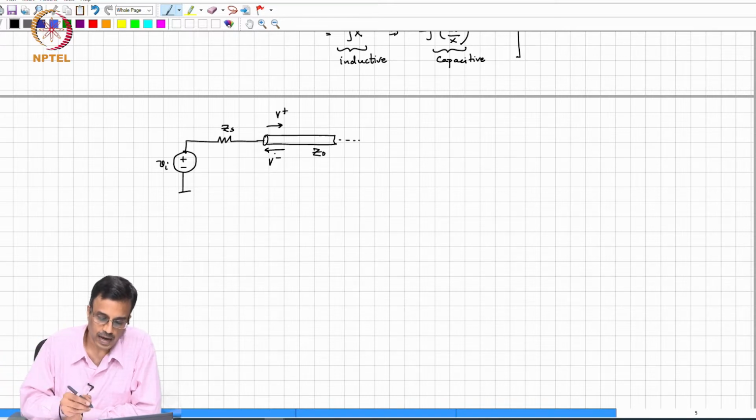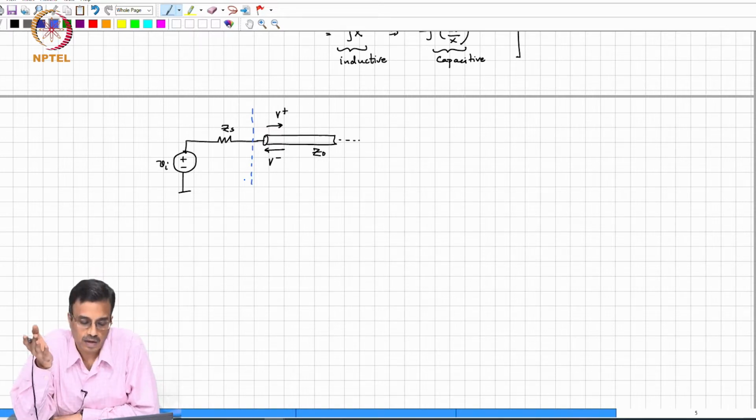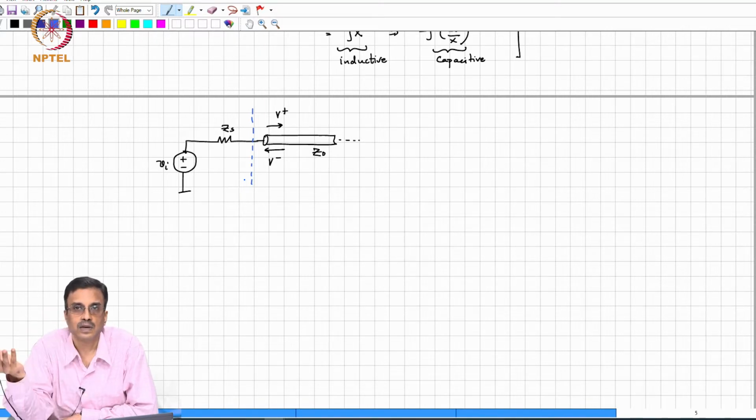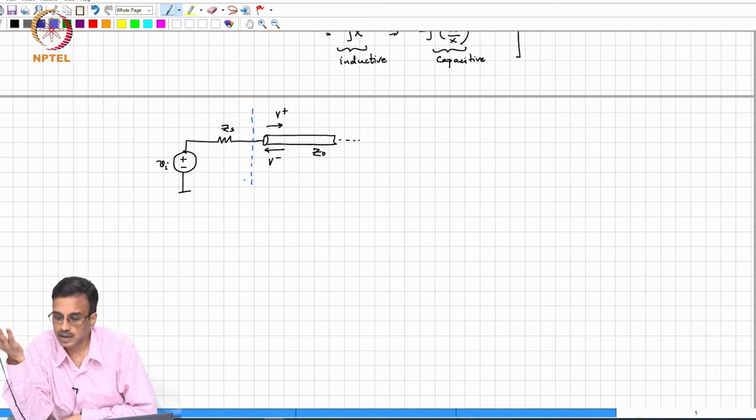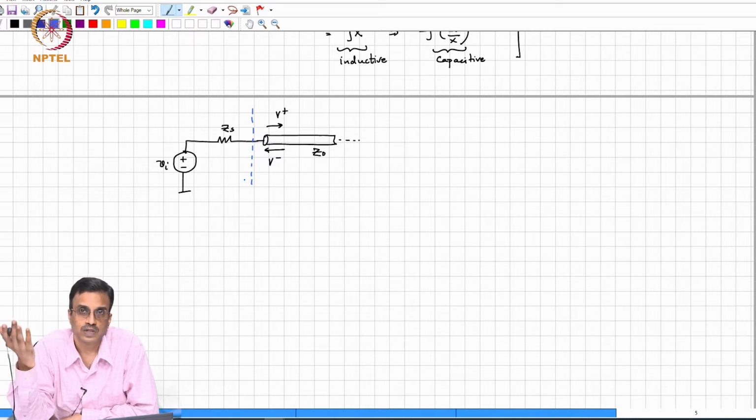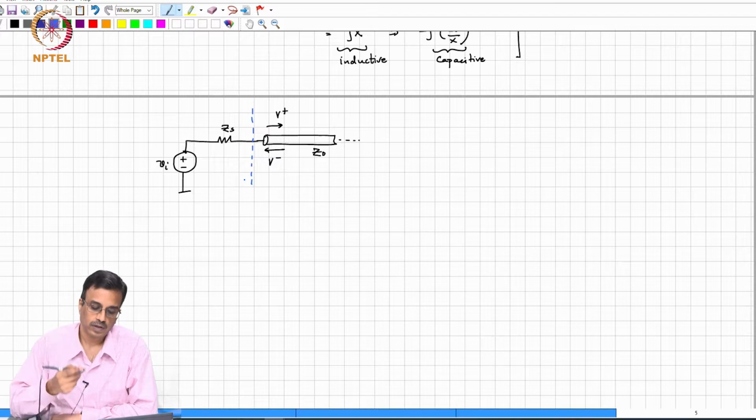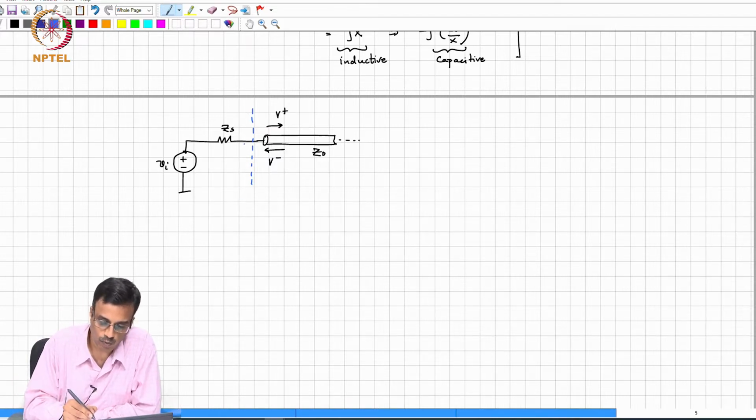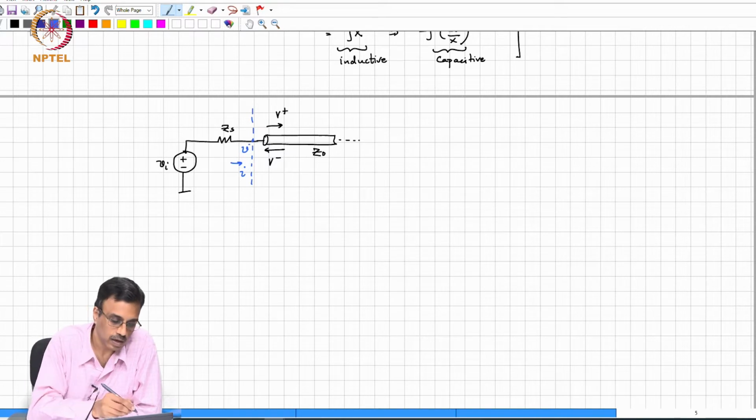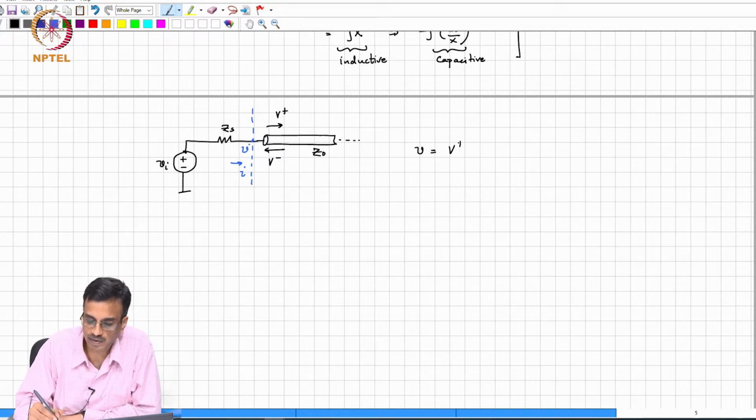Okay, so again, the trick is to realize that at the boundary, the source and the source impedance will impose some conditions based on KCL and KVL, and they must be consistent with the conditions imposed by the transmission line. Namely, the telegrapher's equations must be valid. So let's call the voltage at that point V and the current I. So V is nothing but V plus plus V minus. I is nothing but V plus by Z naught minus V minus by Z naught.